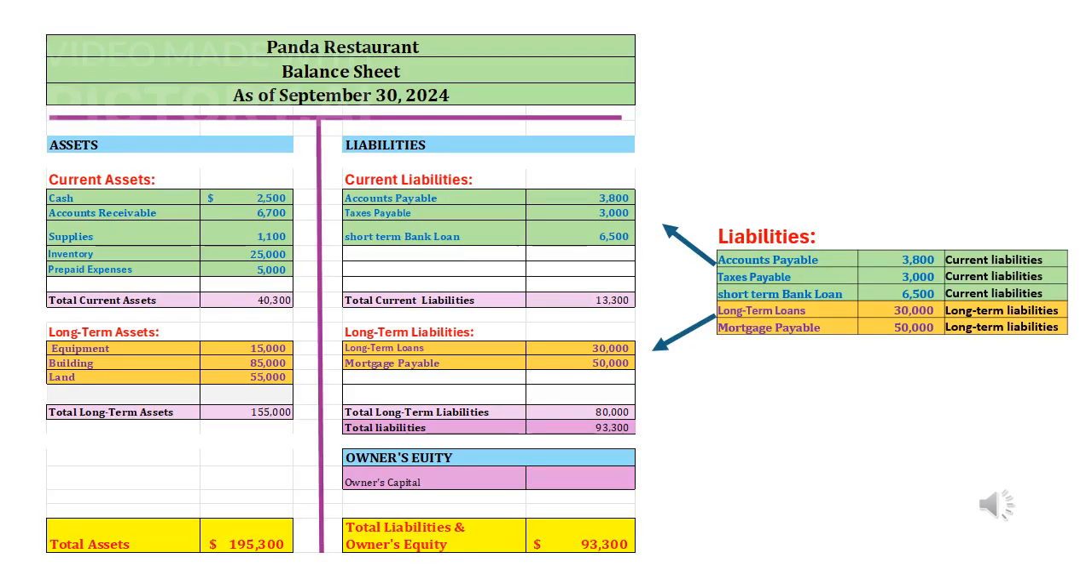In this slide, we highlight the liabilities section of the balance sheet. Understanding liabilities is essential as they represent the debts and obligations of the business.